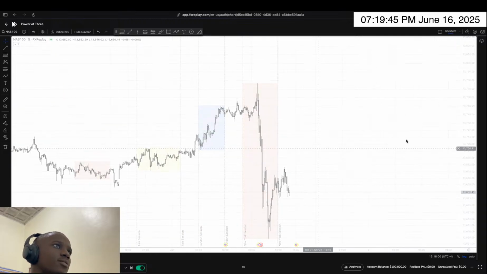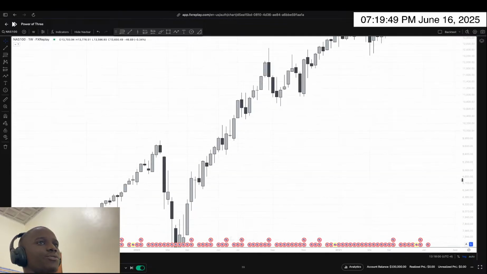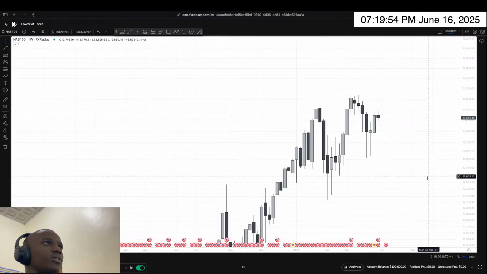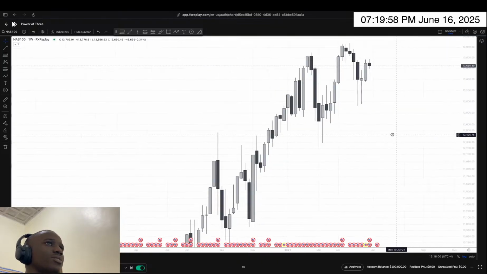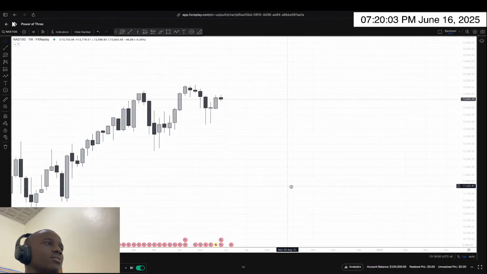So it's a new time frame. Sorry, not new time frame. It's a new time relation, and a new asset. Well, it's the NAS, but I think PO3 can work well on the NAS as well.